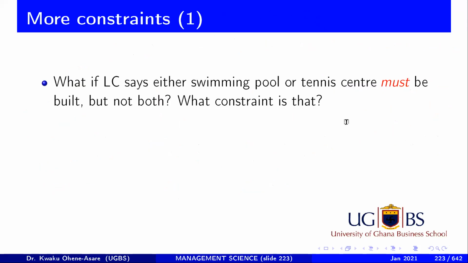Now let me give you scenarios to see whether you can do this. What if the Legon Council says either swimming pool or tennis must be built, but not both? What constraint is that? What if they have said that? How would you have formulated that? Either swimming pool or tennis must.